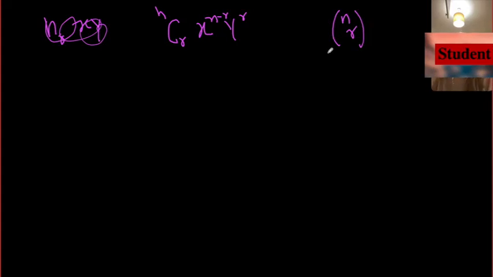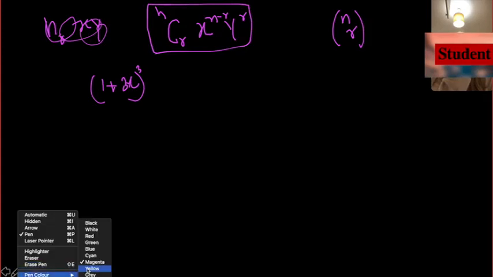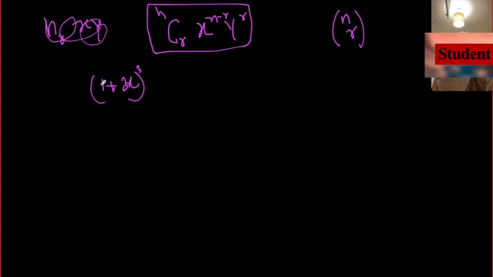So if you look into the question, what they have asked: write out the binomial expansion of this one. Is that okay? First you have to decide, according to this formula, what is your x. One. And y is 3x. Okay, so I will write my formula.